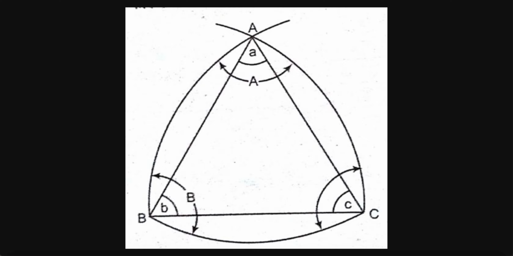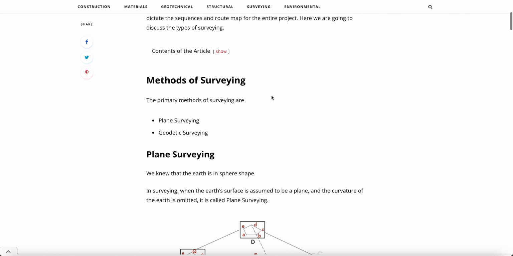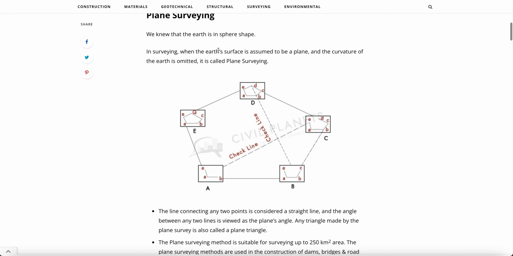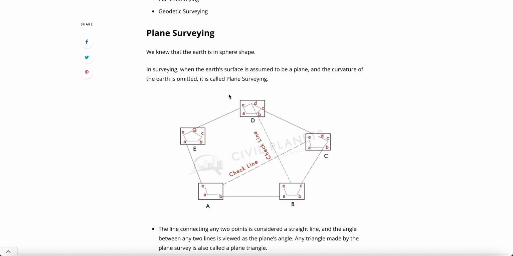Watch this, right? This is from a surveying site. It's called Civil Planets, right? Methods of surveying. They go through plane surveying, right here, where they go through all what they do in plane surveying, where they create these like five-sided pentagons, and this is all using triangles within it. Blah blah blah. I'll show you some more of that in a minute. But the point is that in plane surveying, this is what they're doing.